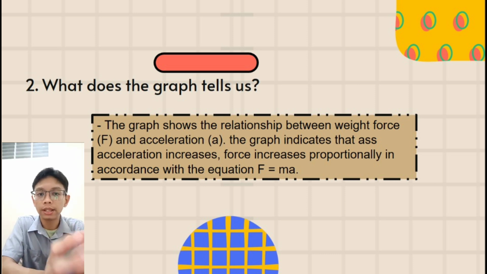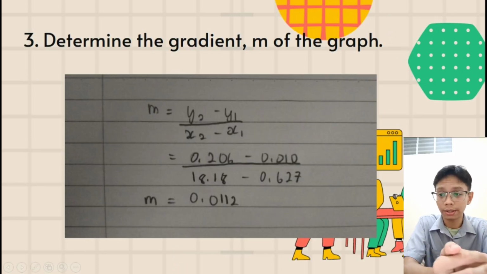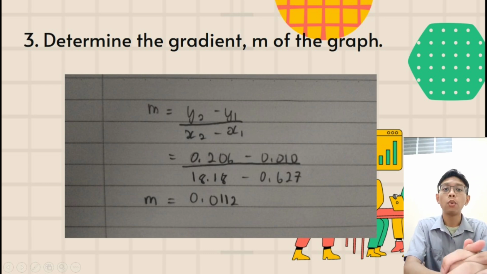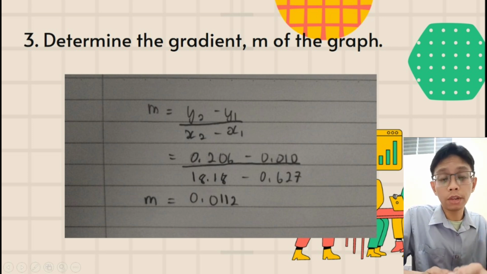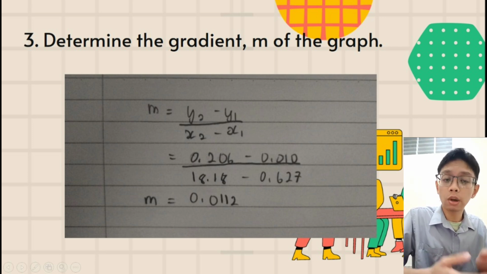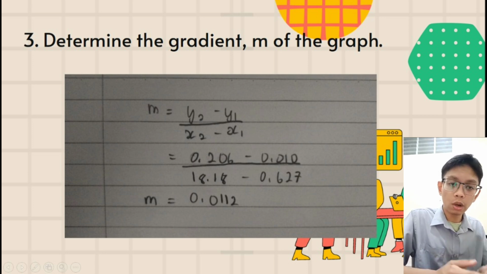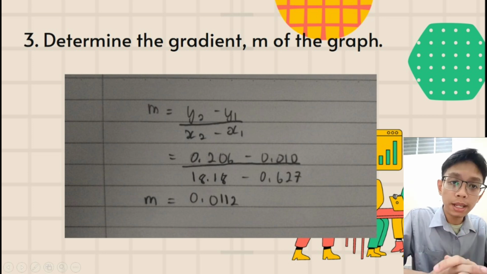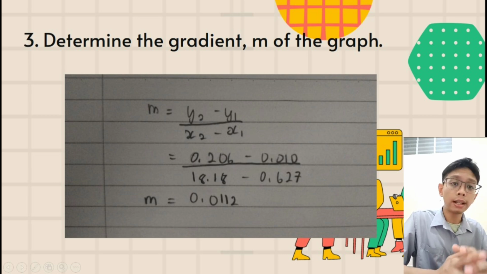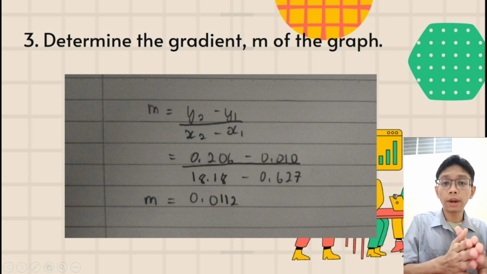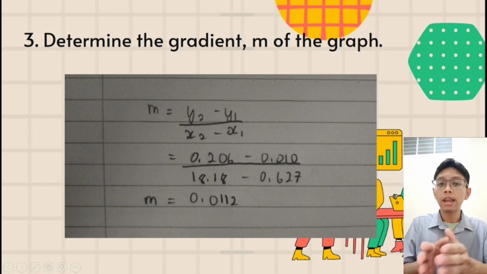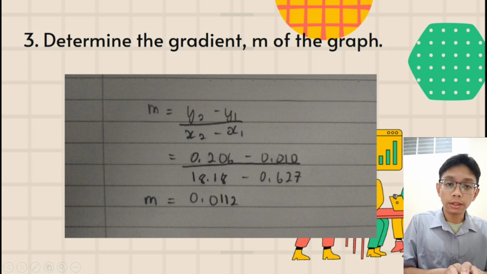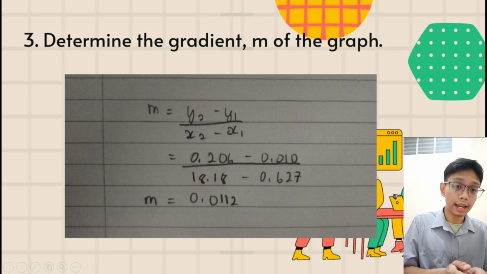Now, how about the third question? The third question asks, determine the gradient. Whenever the question asks to determine the gradient, we have to use the formula of gradient. The formula of gradient is m equals delta y divided by delta x. What is delta y? What is delta x? Delta y means the change in the value of y. Delta x means the change in the value of x. If you want to find the change in the value of y, we look at the y-axis. If you want to know the change in the value of x, we look at the x-axis.